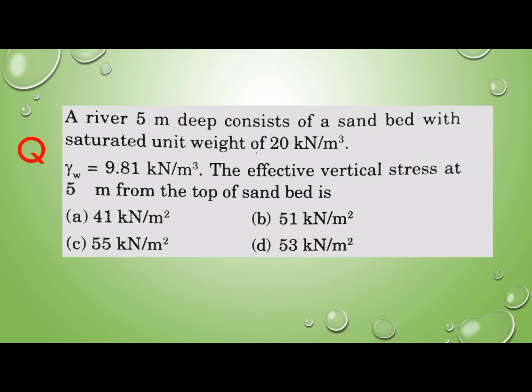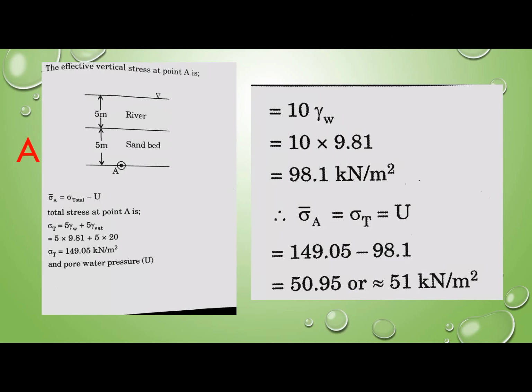Next question. A river 5 meter deep consists of a sand bed with saturated unit weight of 20 kilonewton per meter cube. I'll read the question once again. A river 5 meter deep consists of a sand bed with saturated unit weight of 20 kilonewton per meter cube. Okay. So gamma saturated is 20, gamma W is given as 9.81 kilonewton per meter cube. The effective vertical stress at 5 meter from the top of sandbed is what?